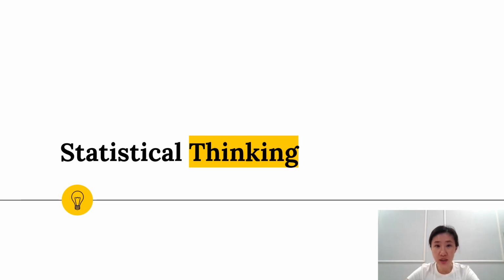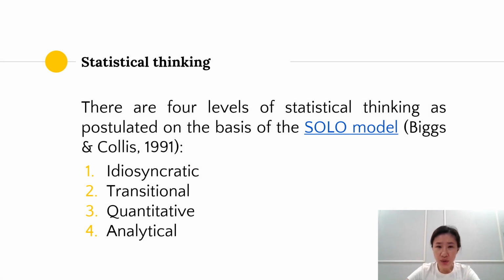Next, we have the term statistical thinking. There are 4 levels of statistical thinking as postulated on the basis of the Solow model. Remember, you don't have to memorize any of these 4 levels. In this video, I'm just going to explain what levels of statistical thinking students get involved in, so that you are aware that there are different levels of maturity when it comes to statistical thinking. So we have the idiosyncratic level, the transitional level, the quantitative level, and the analytical level.